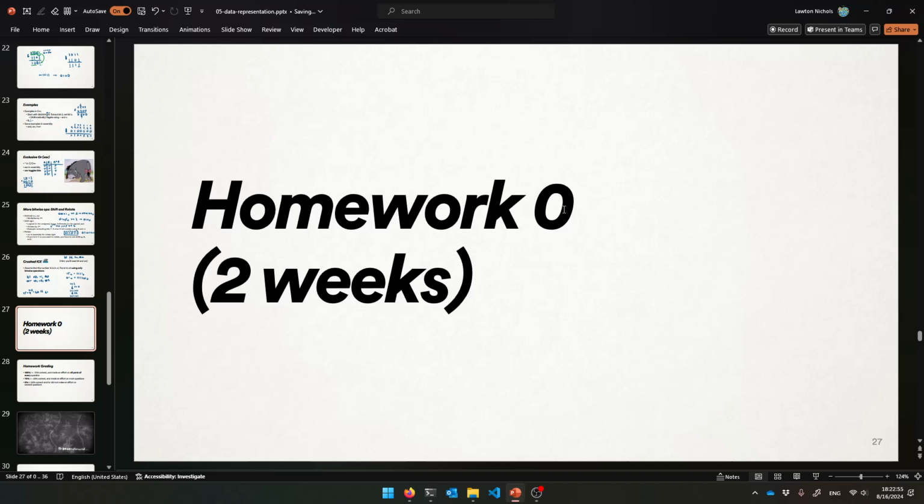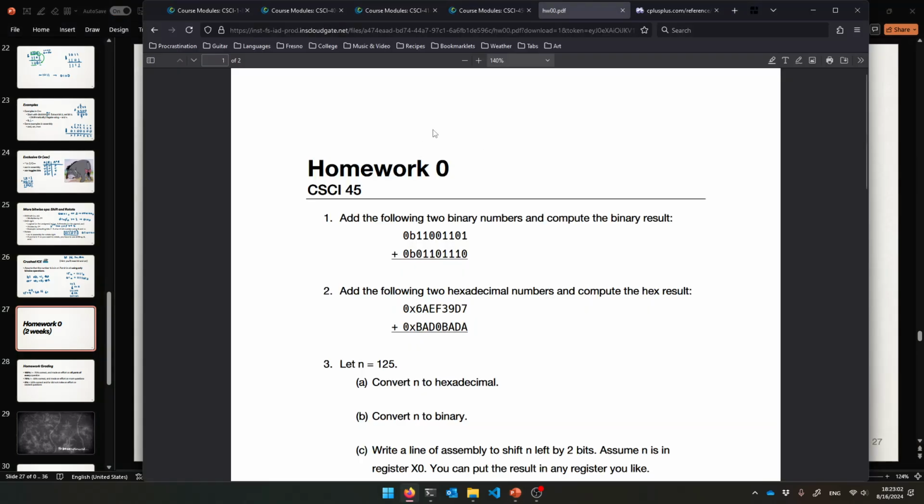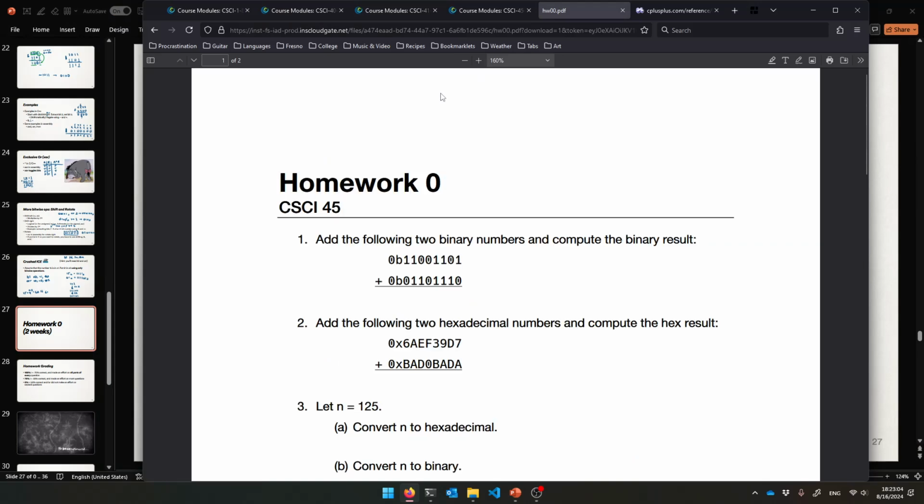I do want to release your first homework, homework 0, right now, and I'll give you a couple weeks to work on it. So go check the due date on Canvas. It is whatever it says there, but here is your homework 0. This is what you'll be turning in. You'll be turning in a PDF of your answers. Make sure that they're legible, please.